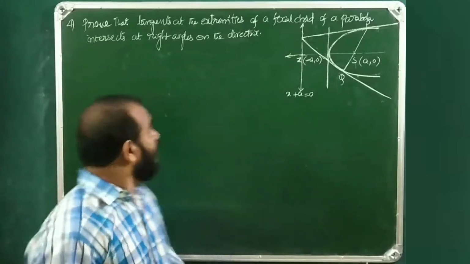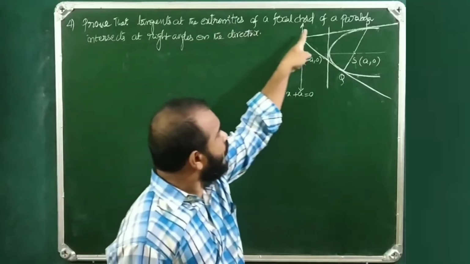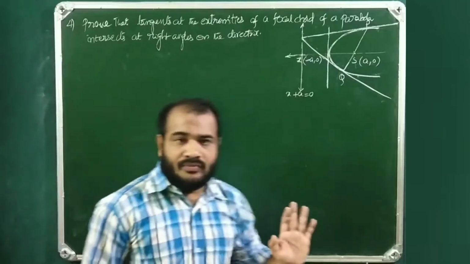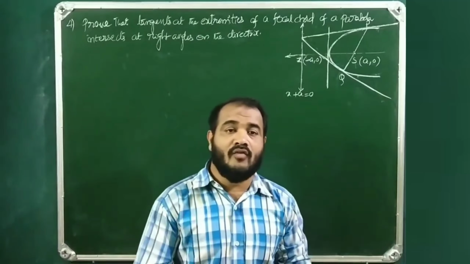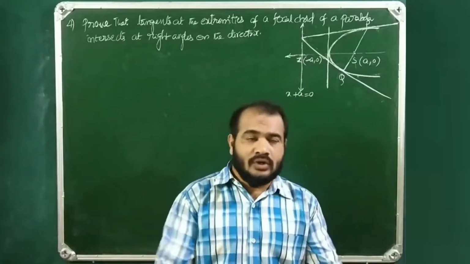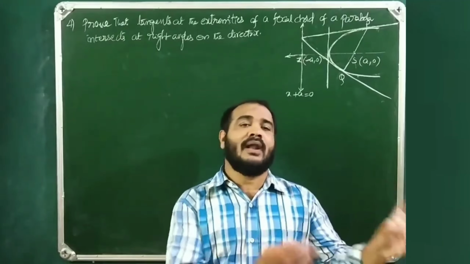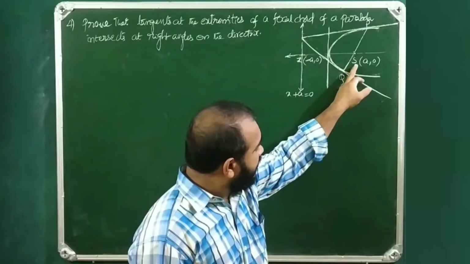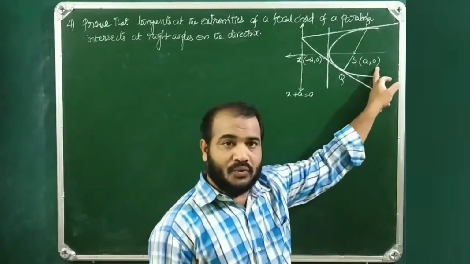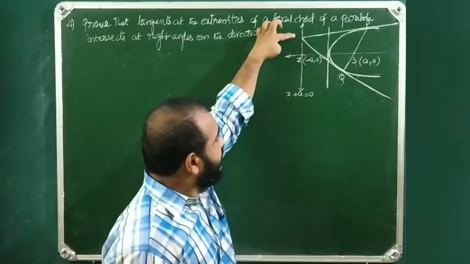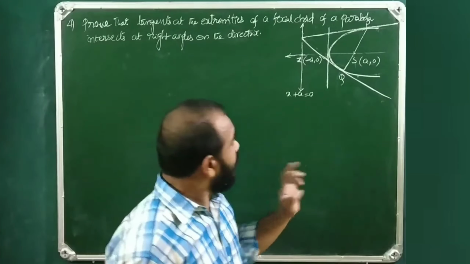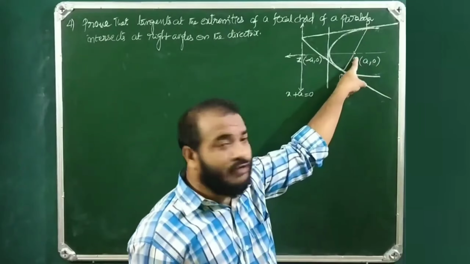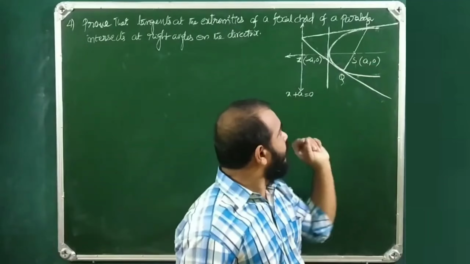The next question is, prove that the tangents at the extremities of a focal chord of a parabola intersect at right angles on the directrix. Which kind of parabola is not given because we have altogether 4 parabolas. So let us suppose that y square equals 4ax is the parabola. Then its focus is a comma 0, and this is the directrix x plus a equals 0. PQ is a focal chord. Since this chord is passing through the focus, it is a focal chord.